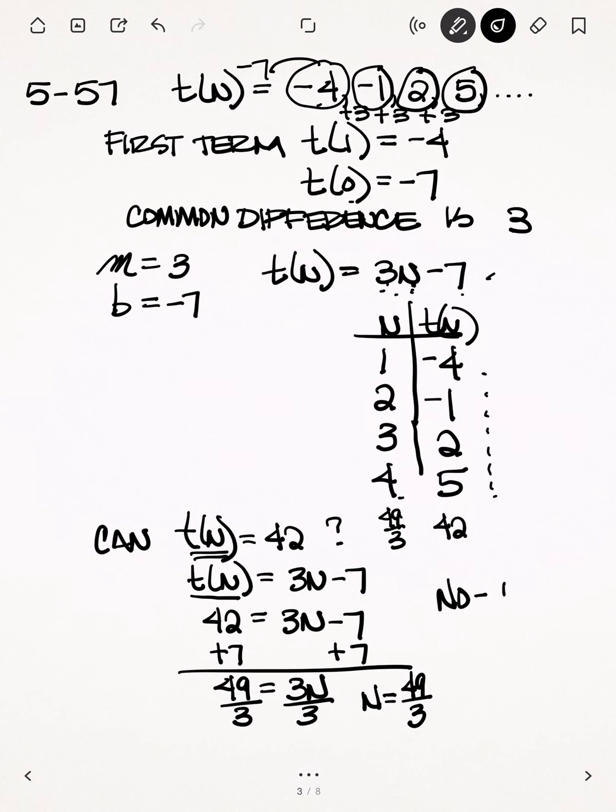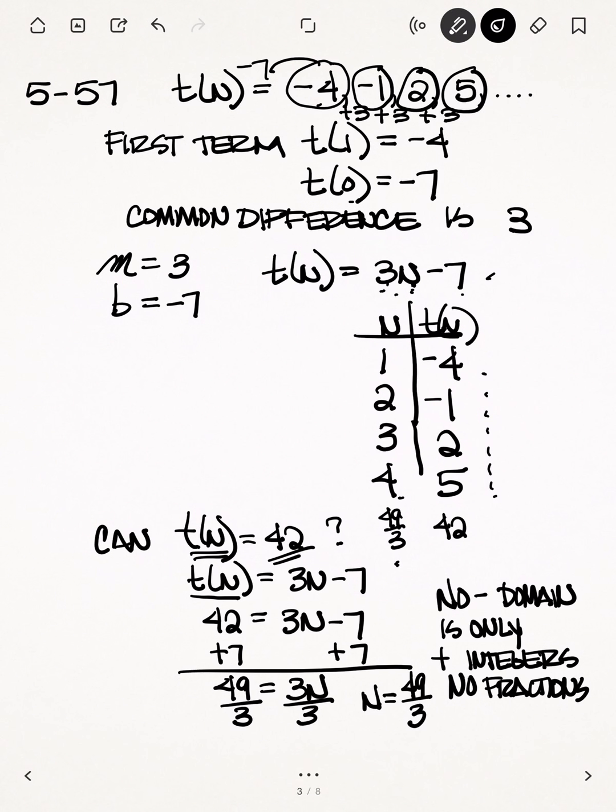Why? Because the domain is only positive integers. N can only be positive integers, no fractions. So if it asks me, can t of n equal 42, and I plug it into the equation and I get n as a fraction, I have to say no, that is not possible because I cannot have any fractions in this n column right here.